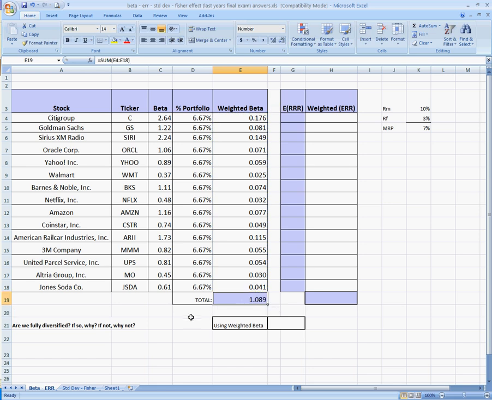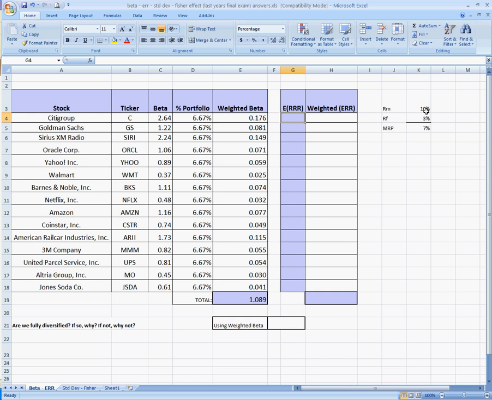So we have a portfolio beta of 1.089. Now we were asking you to find your expected required rate of return. To do this, we're going to use the capital asset pricing model, or CAPM. The formula for that is your risk-free rate plus your beta times your market risk premium. And your market risk premium is simply the rate of the market minus your risk-free rate.